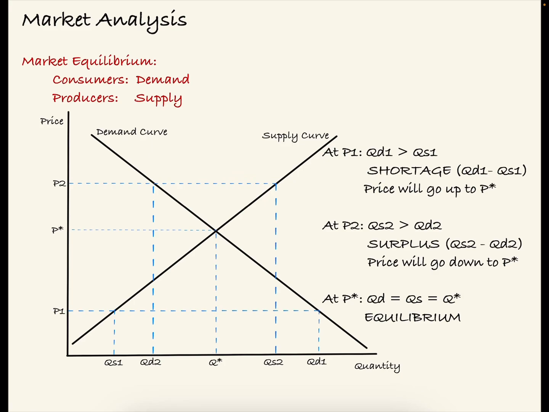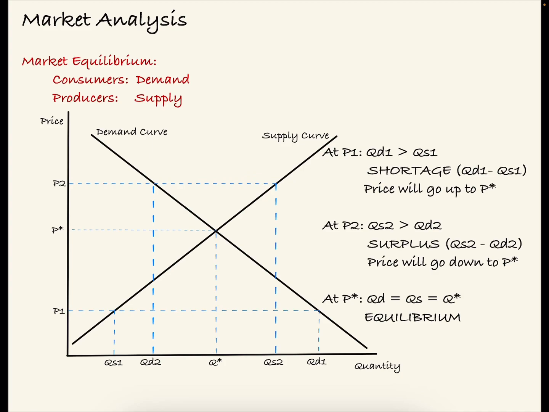Now let's take a look at the scenario at P1. The quantity demanded is greater than the quantity supplied at P1. This means we have a shortage. In a shortage, some consumers are willing to pay a higher price to obtain the good or service. As the price increases, the quantity demanded will decrease, according to the law of demand. On the other hand, the quantity supplied will increase, according to the law of supply. And as we move along both the demand curve and the supply curve, the price will go up to P star, as indicated in the graph, where the quantity supplied and the quantity demanded are equal at Q star.